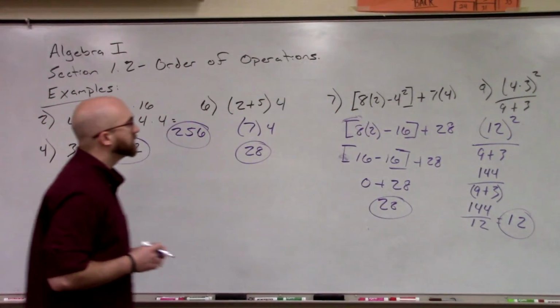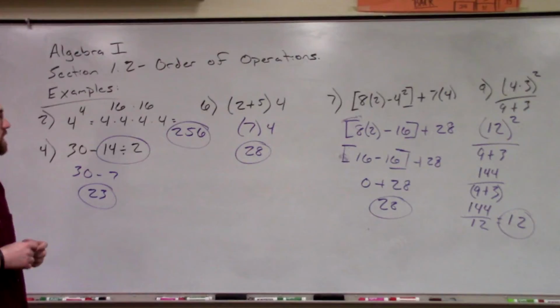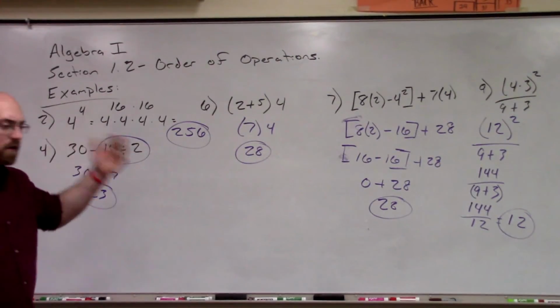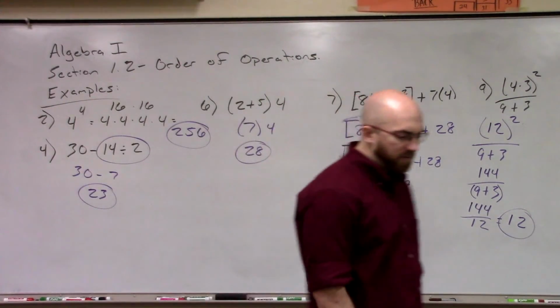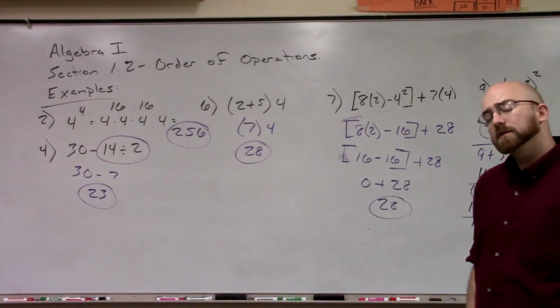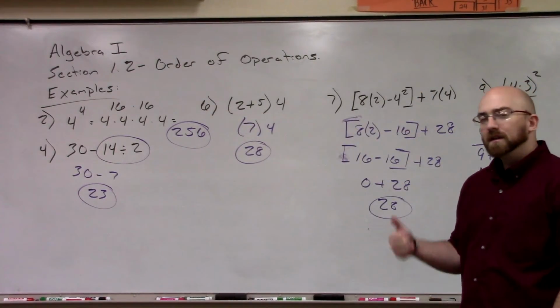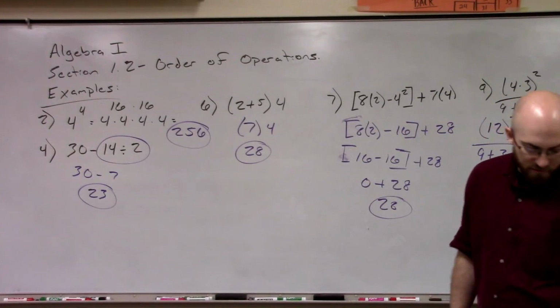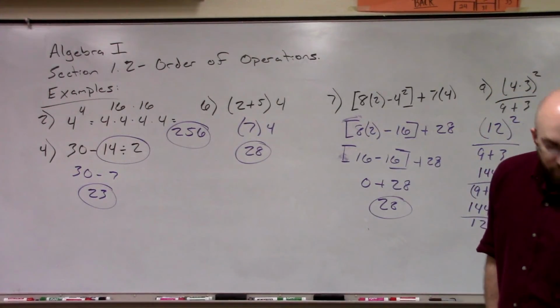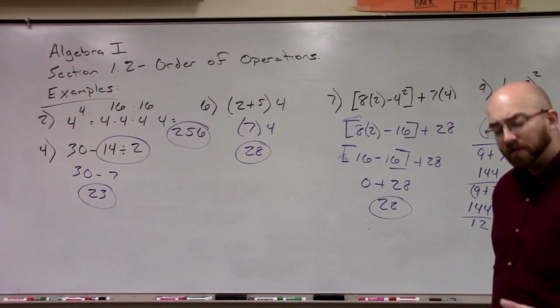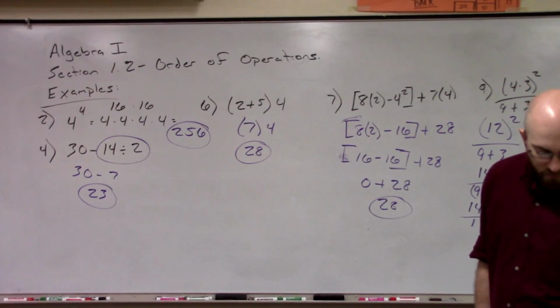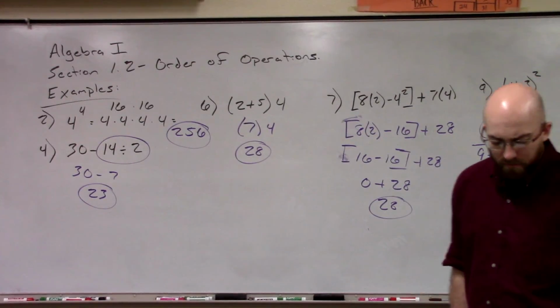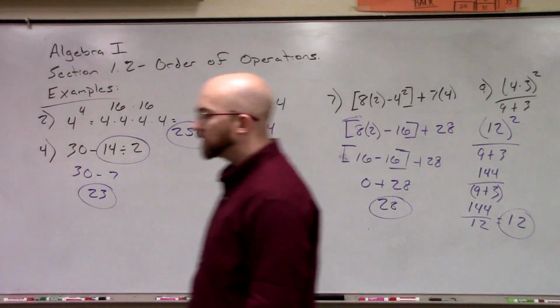So there are just a few examples of order of operations, all a little different and ranging in difficulty, but for the most part it's straightforward. Parentheses first, exponents, multiply, divide, and then addition, subtraction. There are some other examples where they give you the variables and you just plug them in and go from there. So hopefully that helps with 1.2, order of operations.